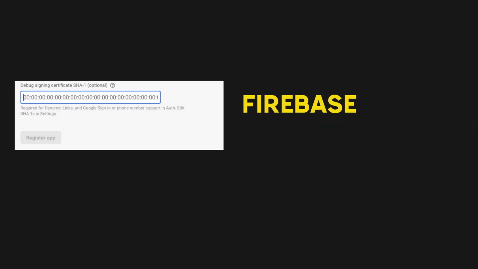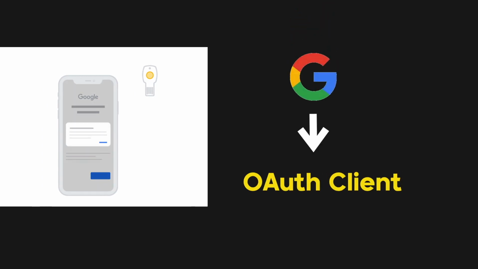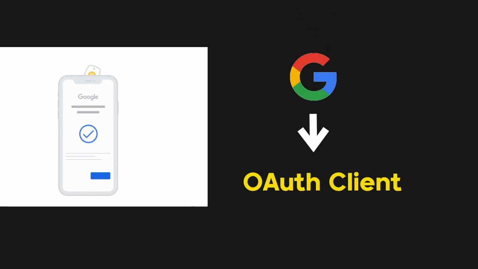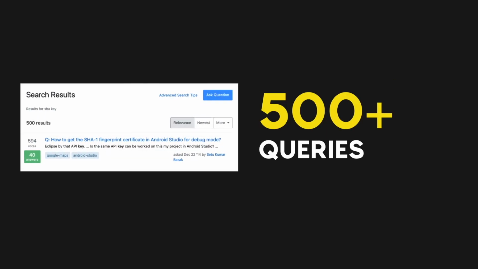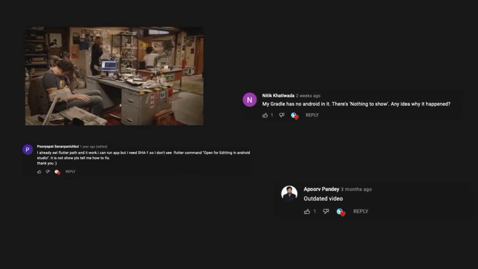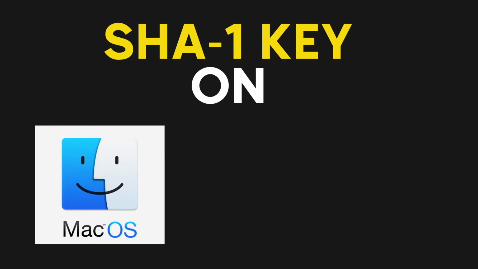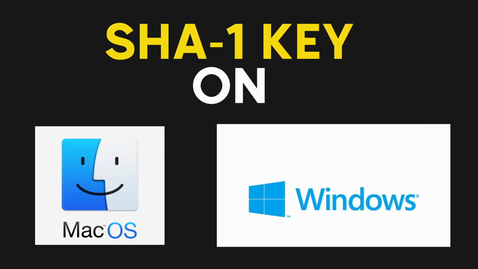For adding Firebase to your Flutter project, we need a SHA-1 key. And not only this, we require it for various Google Play services so that Google can create an OAuth client for our application. There are around 500 plus queries on Stack Overflow on generating these credentials, and I've seen people facing issues generating these in the comment sections of various channels. So I thought of creating a video where we are going to generate the SHA key on macOS and on the Windows operating system. So let's get started.